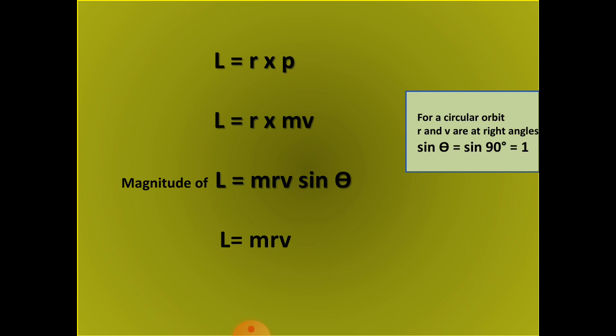mrv sin theta. For a circular orbit, the vectors r and v are at right angles to each other. So, the angle theta between these two vectors is equal to 90 degrees. Therefore, sin theta is equal to sin 90 degrees, which is equal to 1. Therefore, the angular momentum L is equal to mvr. Here L is a vector quantity that describes the circular motion of an object.